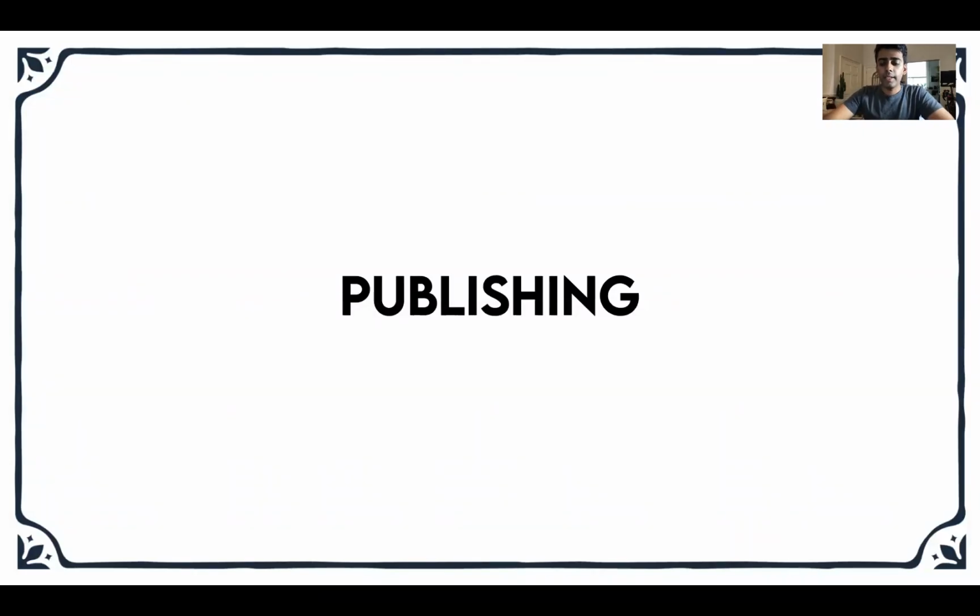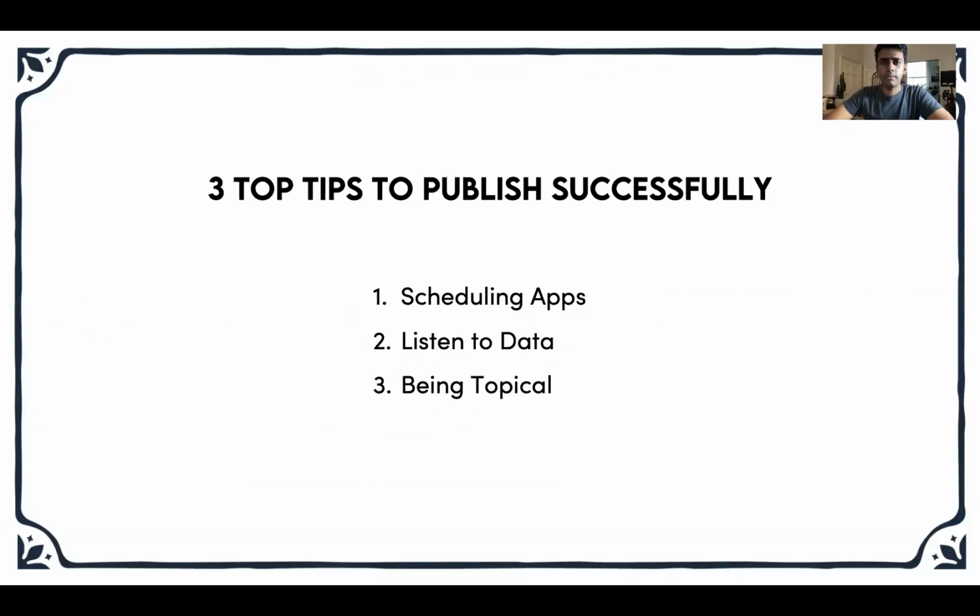So for me, there are 3 top tips to publish successfully today in terms of your content marketing strategy. There's scheduling apps or planning apps. There's listening to the data, and there's being topical. So that might mean a lot of nothing to you right now, but we'll go through each topic and hopefully that will make a lot more sense.